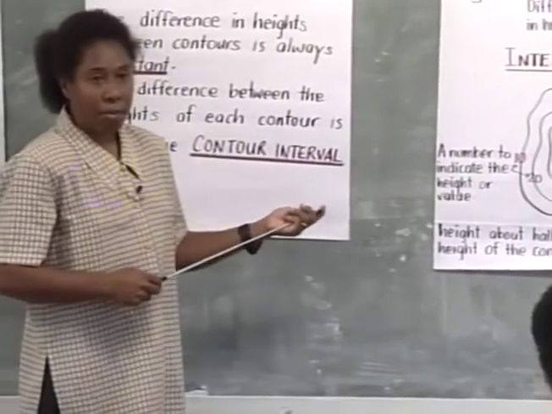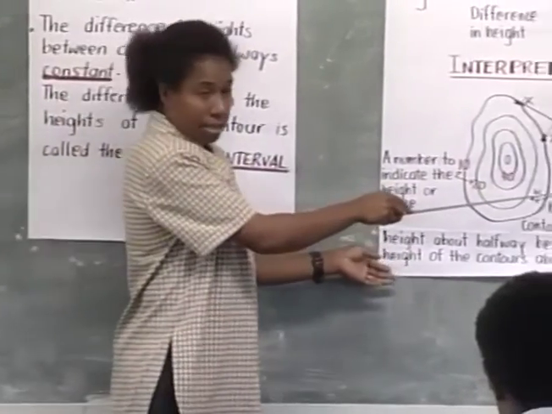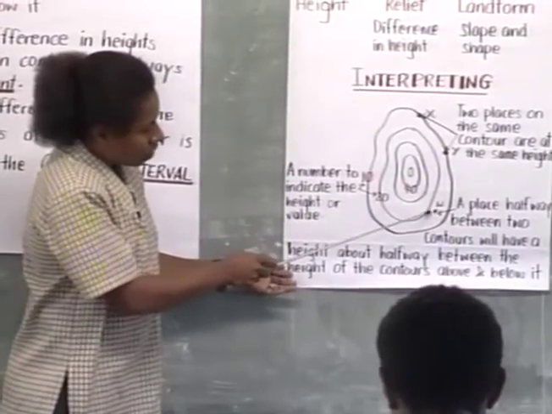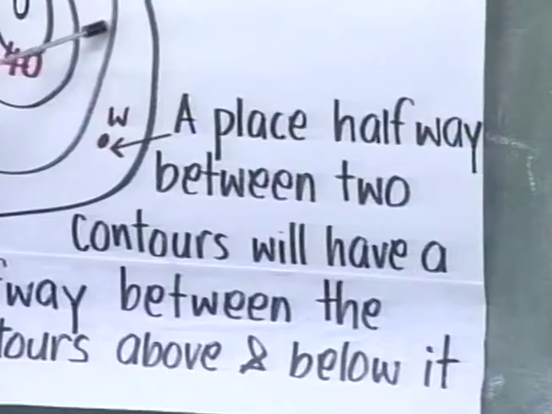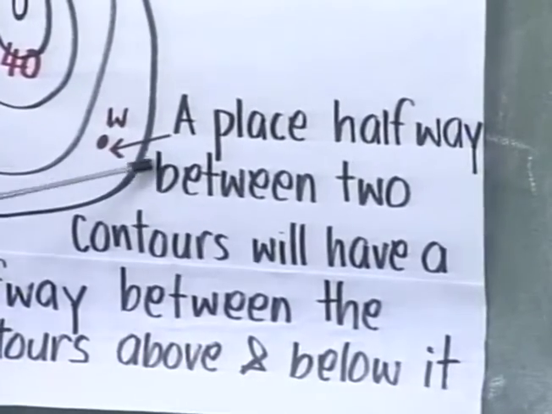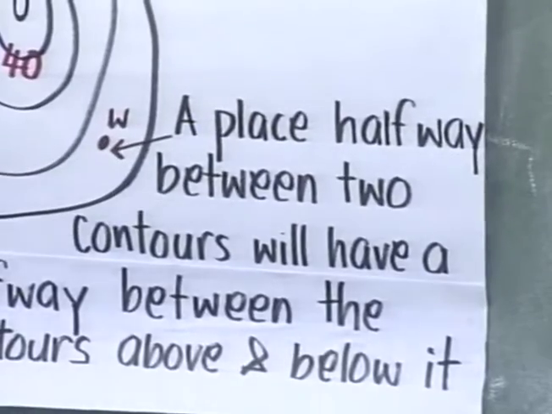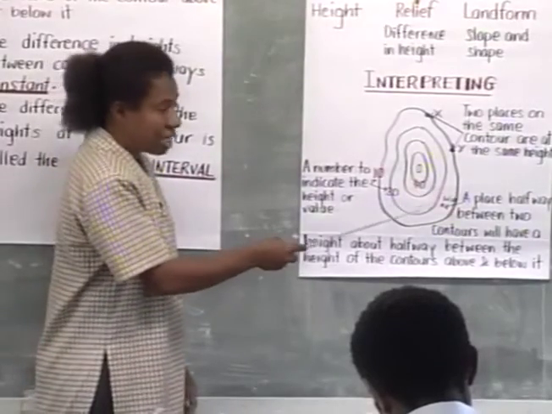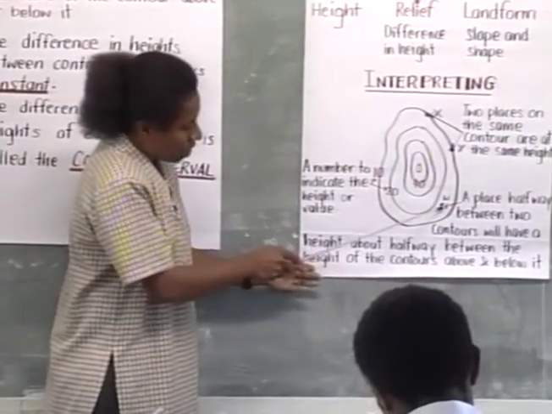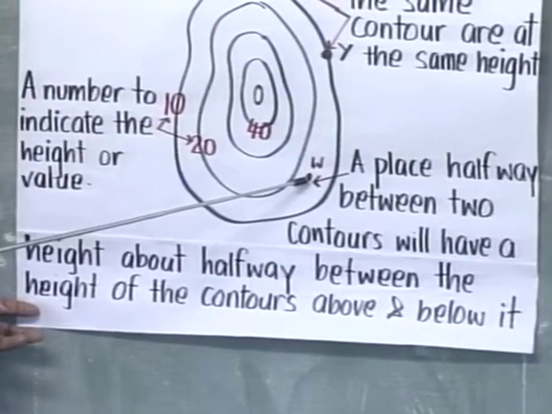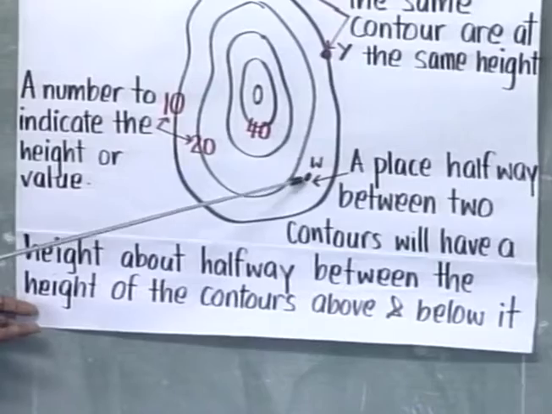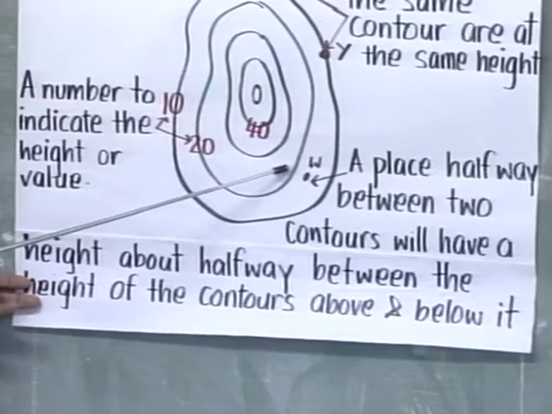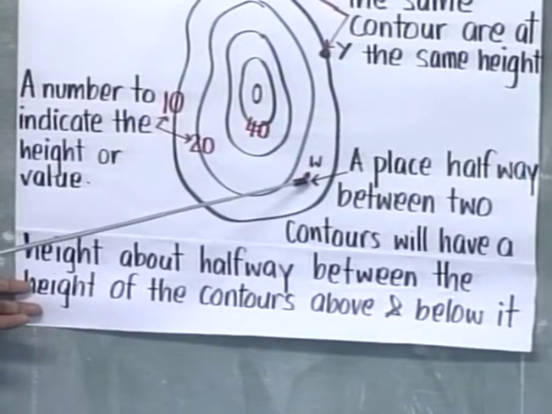Another important point to remember about contours: any place that falls halfway between two contours, say for example like W, does not sit on this contour line here or that one, but rather falls in between two contours, and will have a height about halfway between the heights of the contours above and below it. So to find the contour value of place W, we must know the height below it and the height above it, and we can work out what the value of this place W will be.